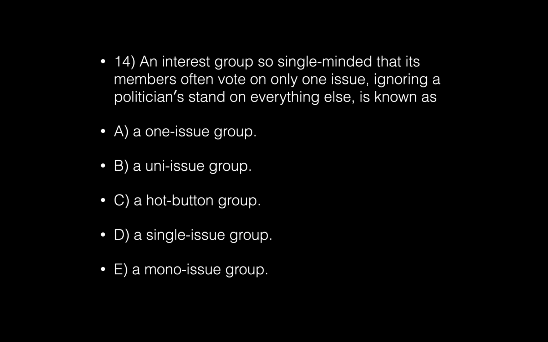So here's the first question. An interest group so single-minded that its members often vote only on one issue, ignoring a political stand or anything else, is known as a. So you've got probably the best example would be like the National Rifle Association. They're definitely an interest group, and they're very single-issued. So do you call them a one-issue group, a unit issue group, a hot button group, a single-issue group, or a mono-issue group?